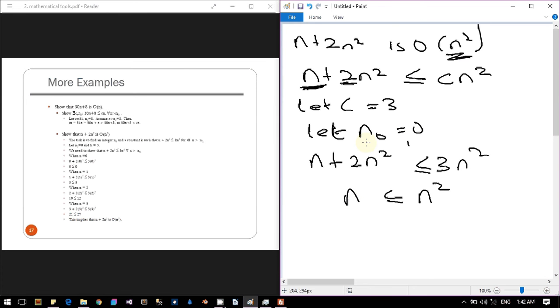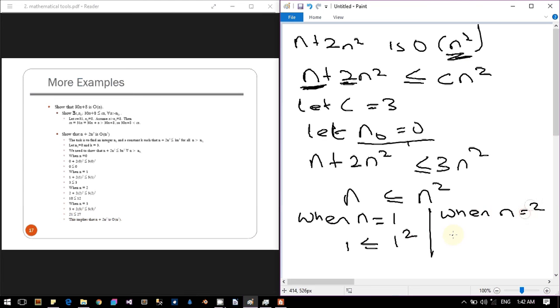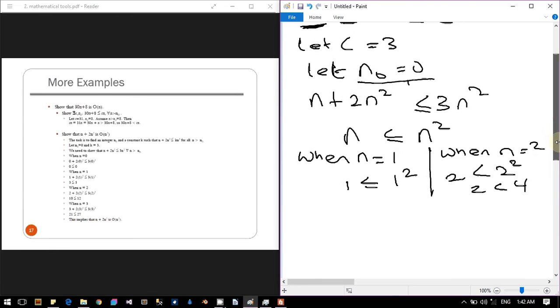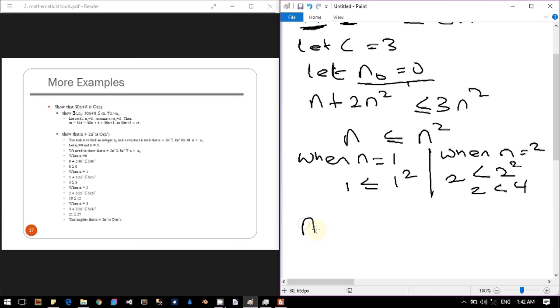Now we test. We said n naught is 0. We can say when n is 1, 1 will be less than 1 squared. When n is 2, 2 will be less than 2 squared, as 2 is less than 4. And if you continue increasing values of n, you find out that it's the same thing. What does that mean? That n plus 2n squared is actually of order n squared.